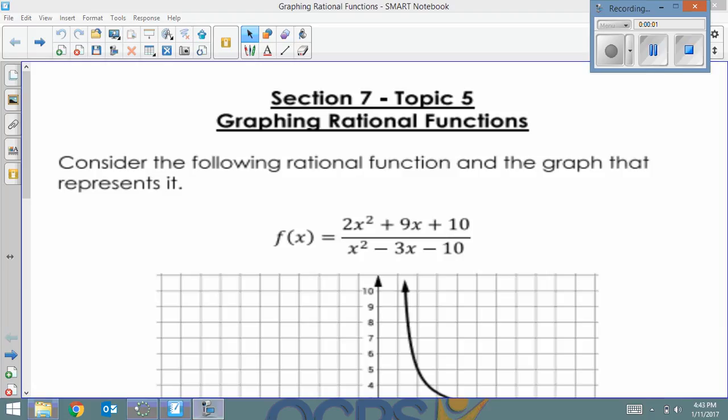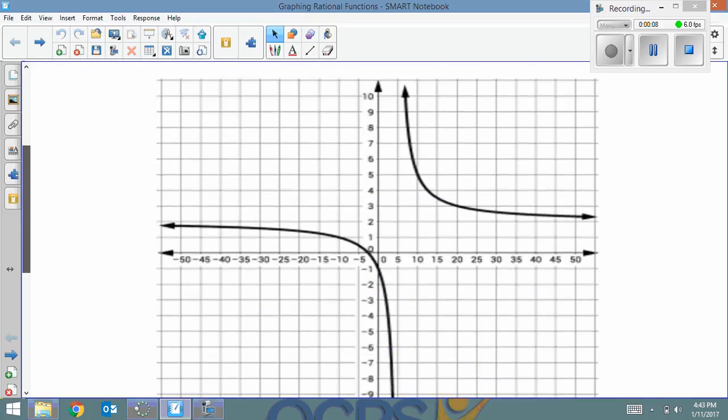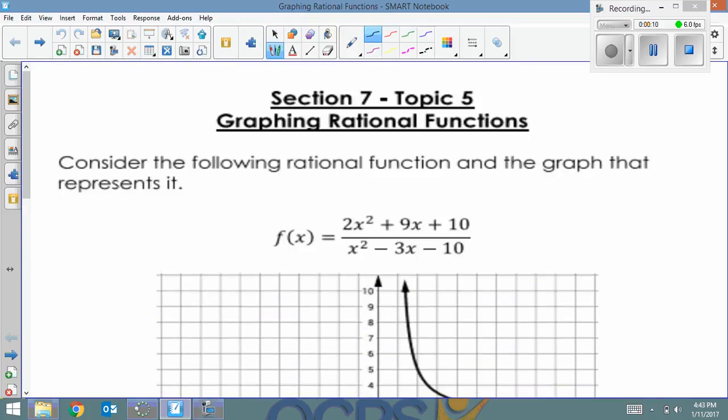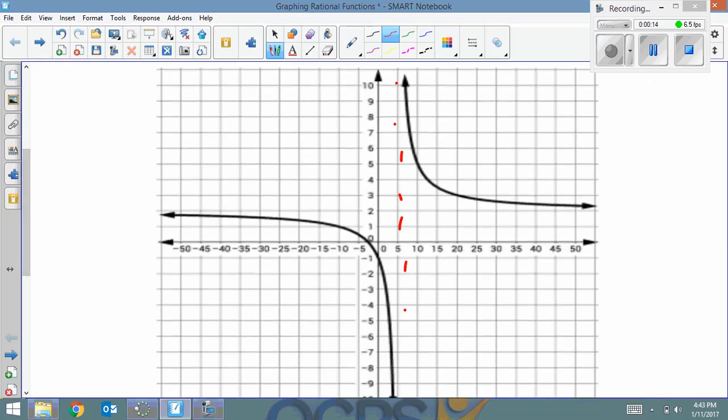All right, so today we're going to talk about graphing rational functions. When we're graphing rational functions, you're going to see dotted lines on the graph. Here we'll have one at x equals 5, and then we have another dotted line at the equation y equals 2. Those dotted lines are called asymptotes. Asymptotes are lines that the graph approaches but never touches or crosses.